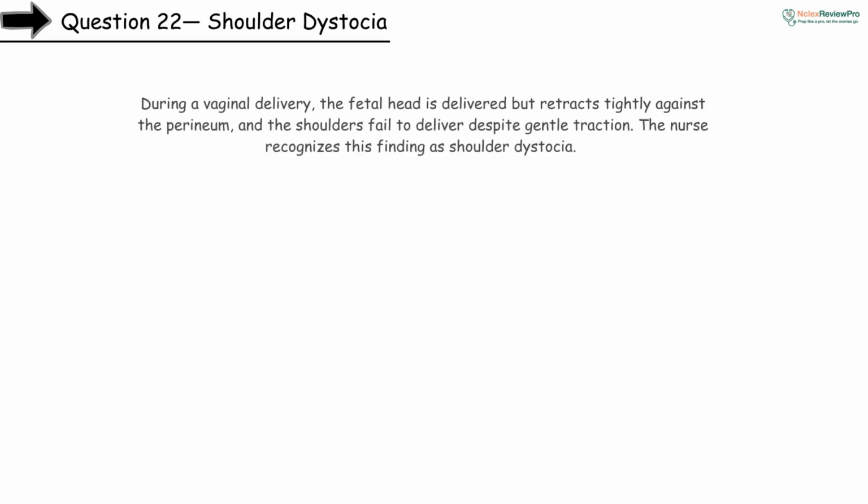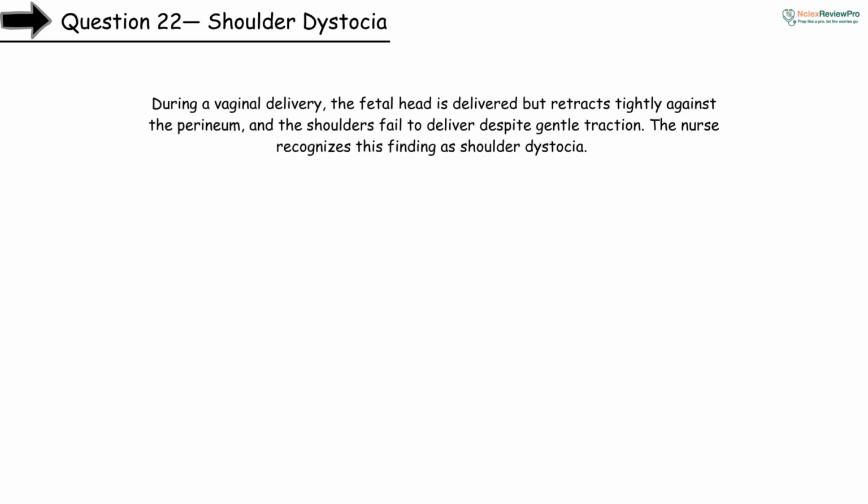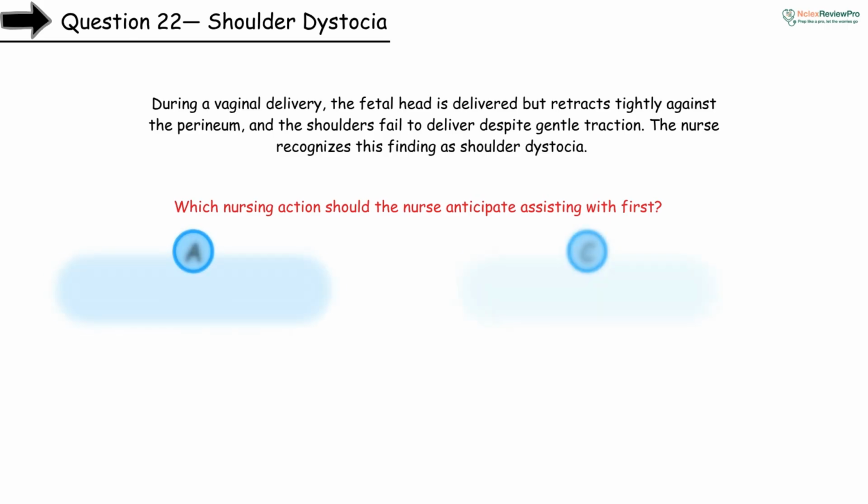Question 22, multiple choice. Let's see the clinical scenario. During a vaginal delivery, the fetal head is delivered but retracts tightly against the perineum and the shoulders fail to deliver despite gentle traction. The nurse recognizes this finding as shoulder dystocia. And the question is asking, which nursing action should the nurse anticipate assisting with first? Let's look at the options.